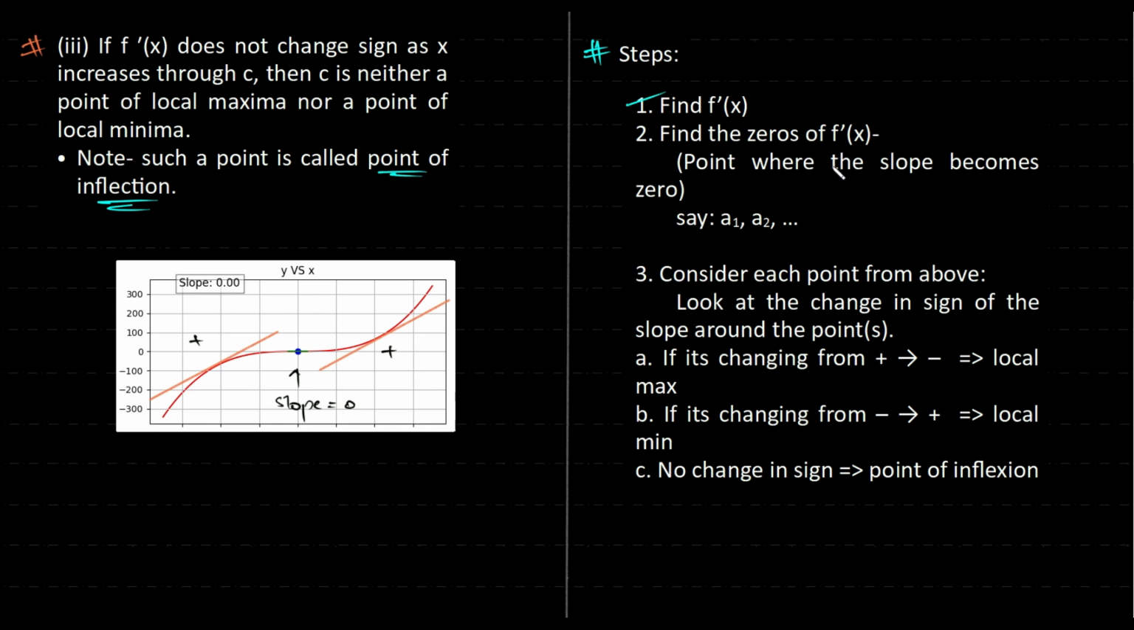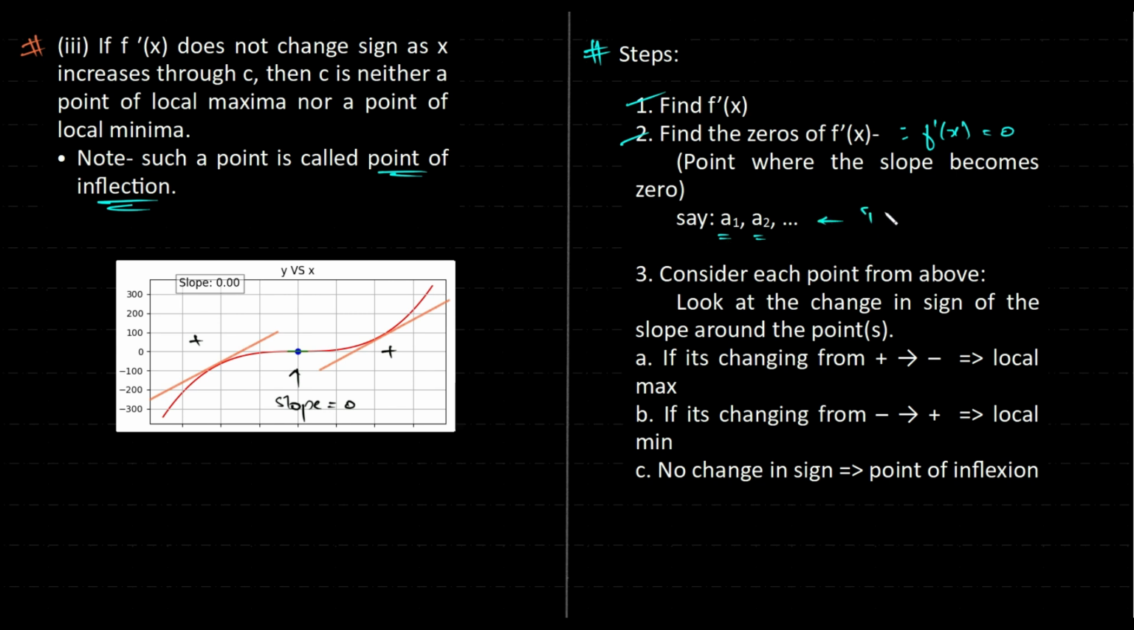Finding the zeros by equating it to 0. So I am calling this as A1, A2, so on and so forth. That's where the slope is 0, right? Point where the slope becomes 0. That's why we are equating to 0. Okay, so basically f prime of x, you equate it to 0 and you'll get all the required points. All the turning points basically.